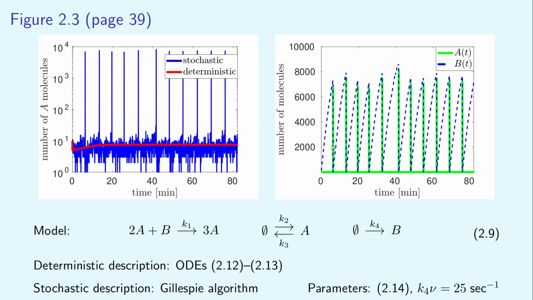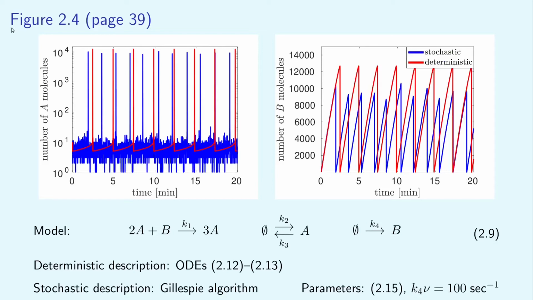We can observe relatively regular oscillations in the stochastic model, so this model could be considered as an example of a chemical system for which the stochastic model oscillates, but the deterministic model does not, at least for the considered parameter values. Next, let us change the parameter values. I will only change one of them, the production rate K1 nu, which in the above simulation was equal to 25 per second. In figure 2.4 on page 39, we change this value to 100 per second.